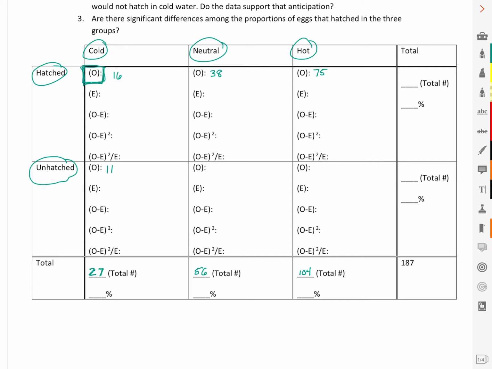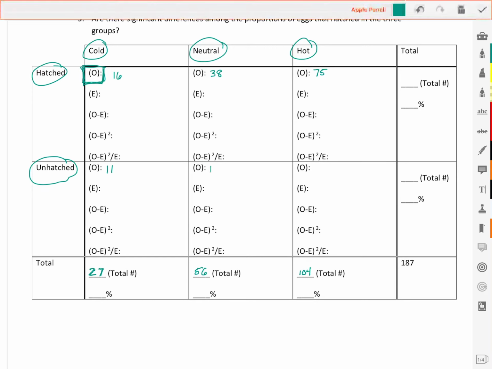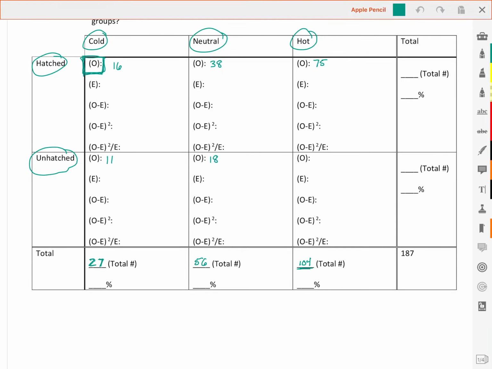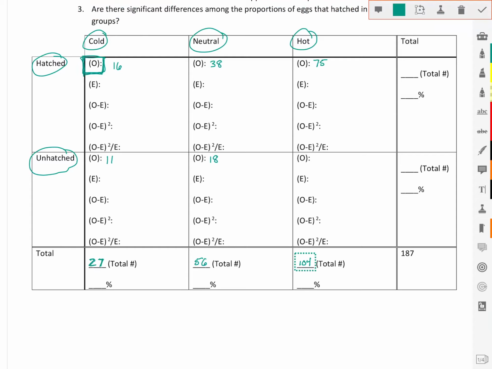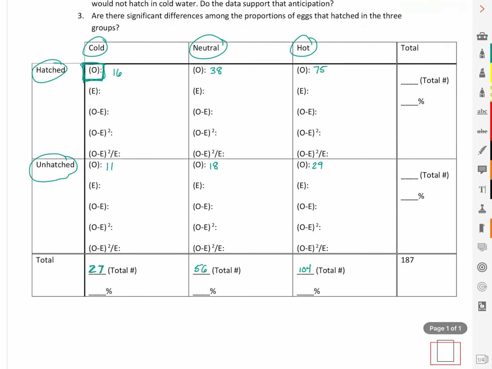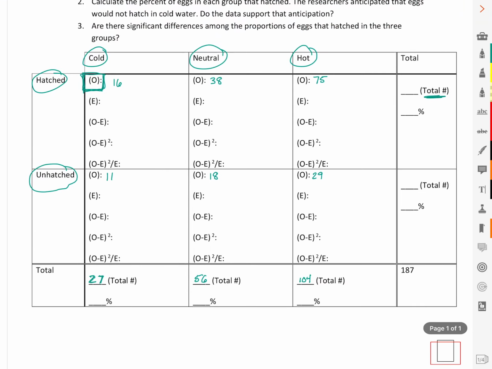Okay, so if we take a look down here, we're looking now at the total number of unhatched neutral eggs. What we find is that 56 total neutral eggs minus the 38 hatched neutral eggs gives us a remainder of 18 unhatched neutral eggs. For the hot category, 104 total hot eggs minus 75 hatched hot eggs gives us a remainder of 29 unhatched hot eggs. And now we're going to add up and figure out what these row totals are.